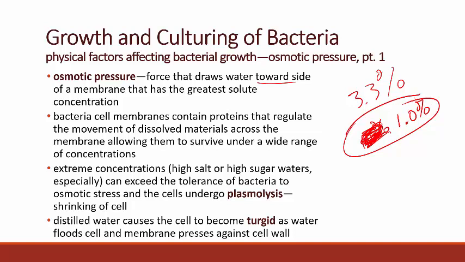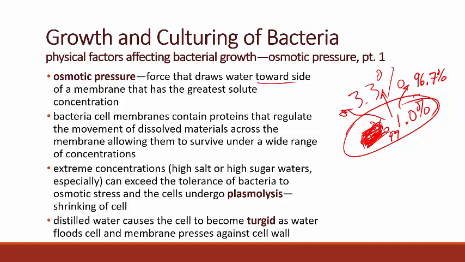So when we put bacteria in these salty waters, there's going to be a call for the water to leave the cell, because water is going to go to the place where water is lowest in abundance. So out here it's 96.7% water. In here it's 99% water. So osmosis is going to draw water out. We draw water toward the side of the membrane that has the highest solute concentration. And so bacterial cell membranes contain proteins that are capable of regulating the movement of dissolved material from one side of the membrane to the other. And this allows them to survive under a wide range of osmotic pressures.